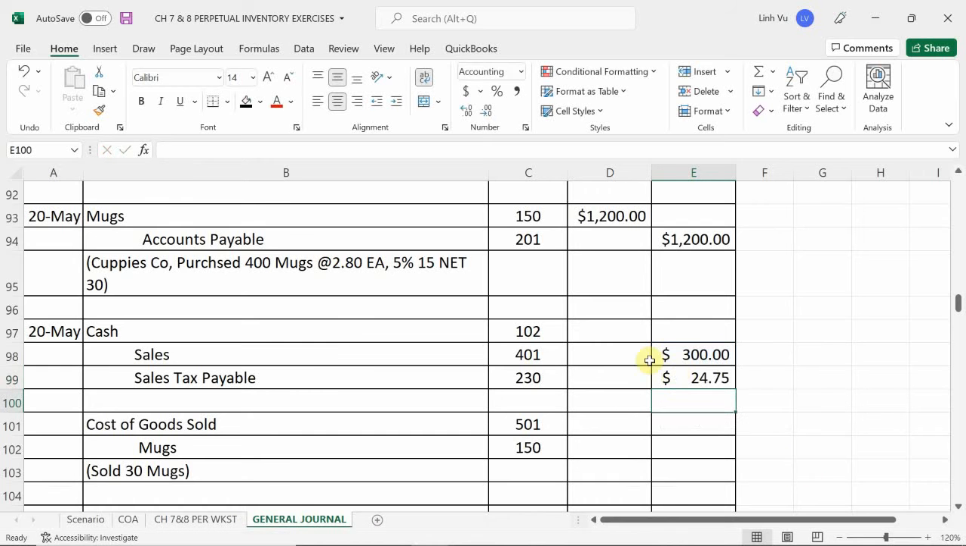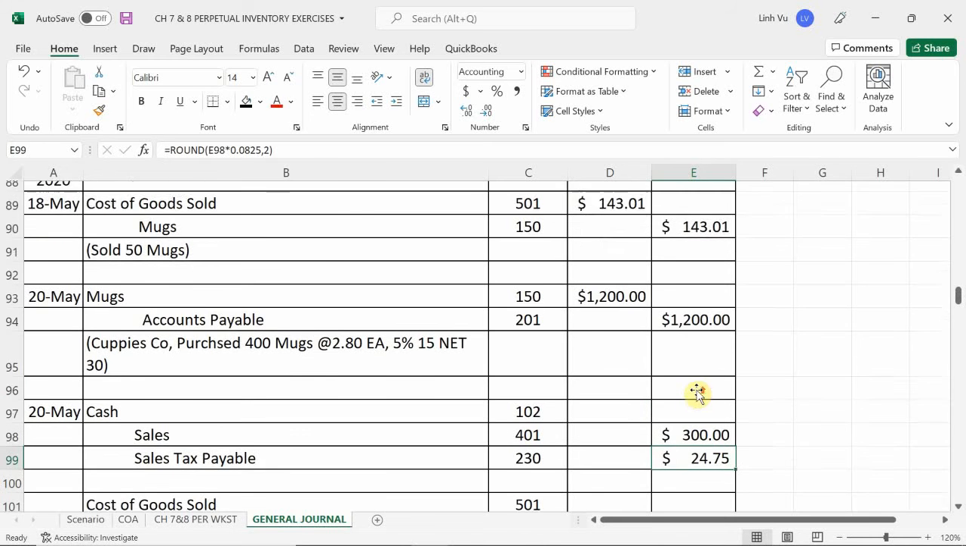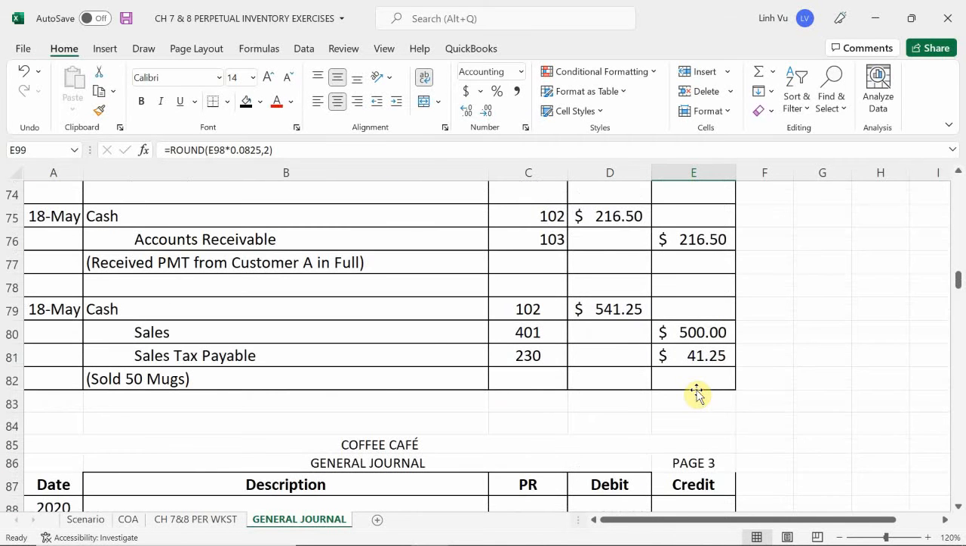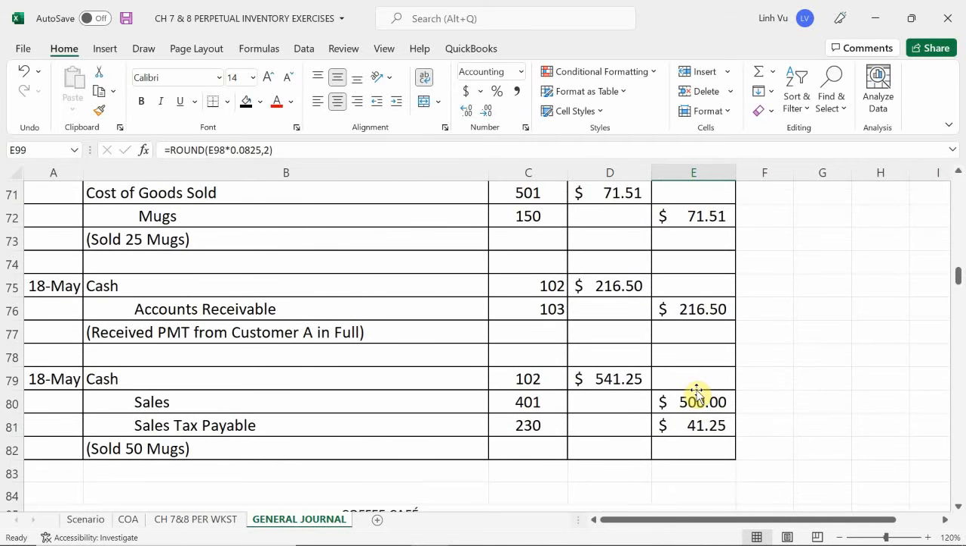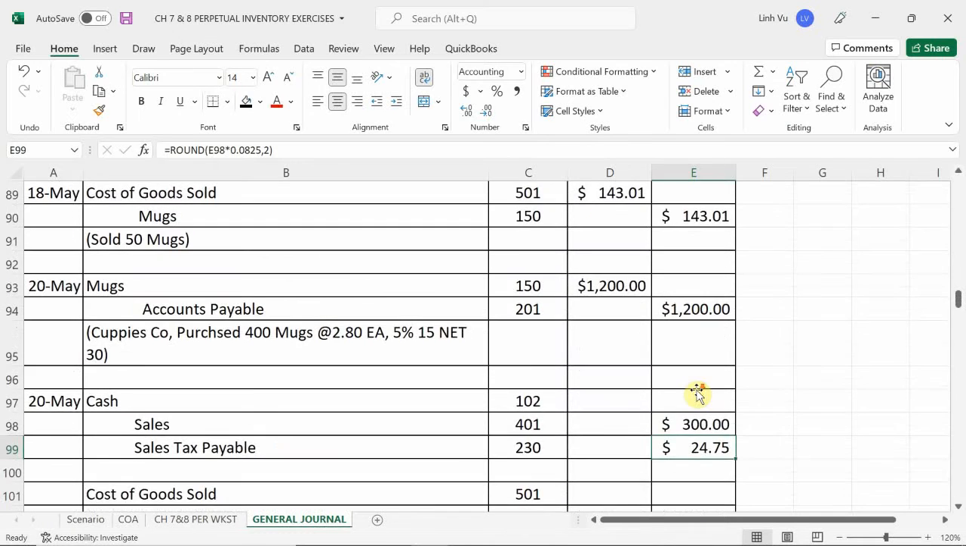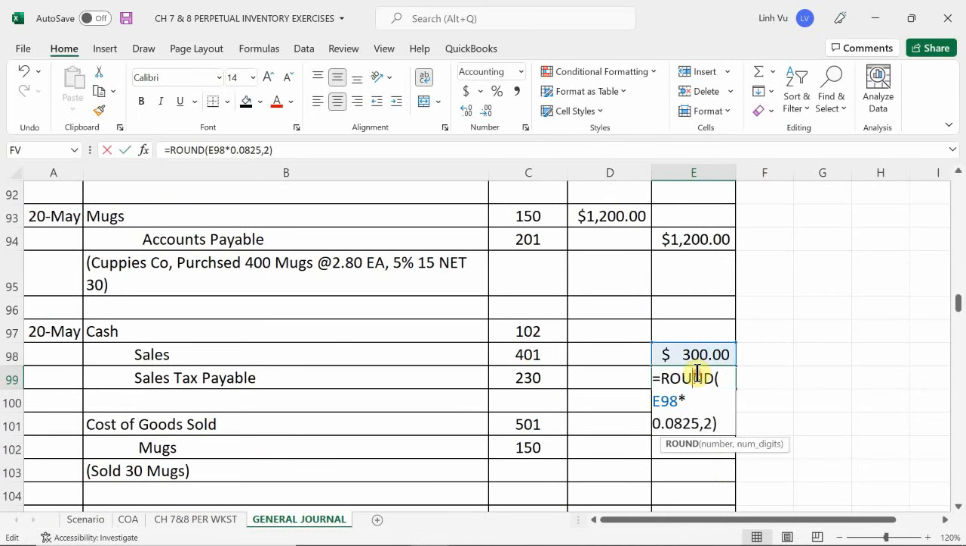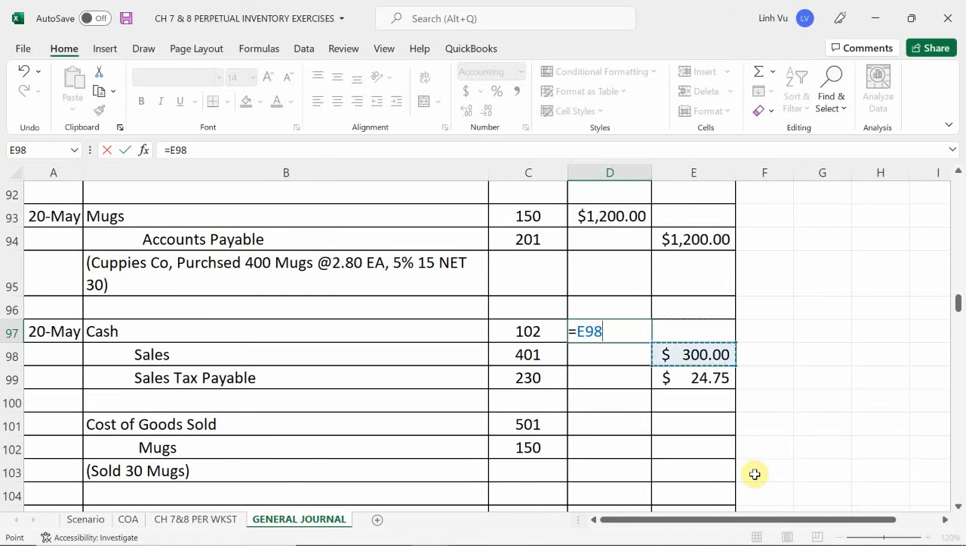$24.86. Should be 24.75. Okay, I did something wrong. No worries. Let me check, did I do a typo? 8.25%. Nope. So it should be $24.75. Therefore, you should be getting $324.75.